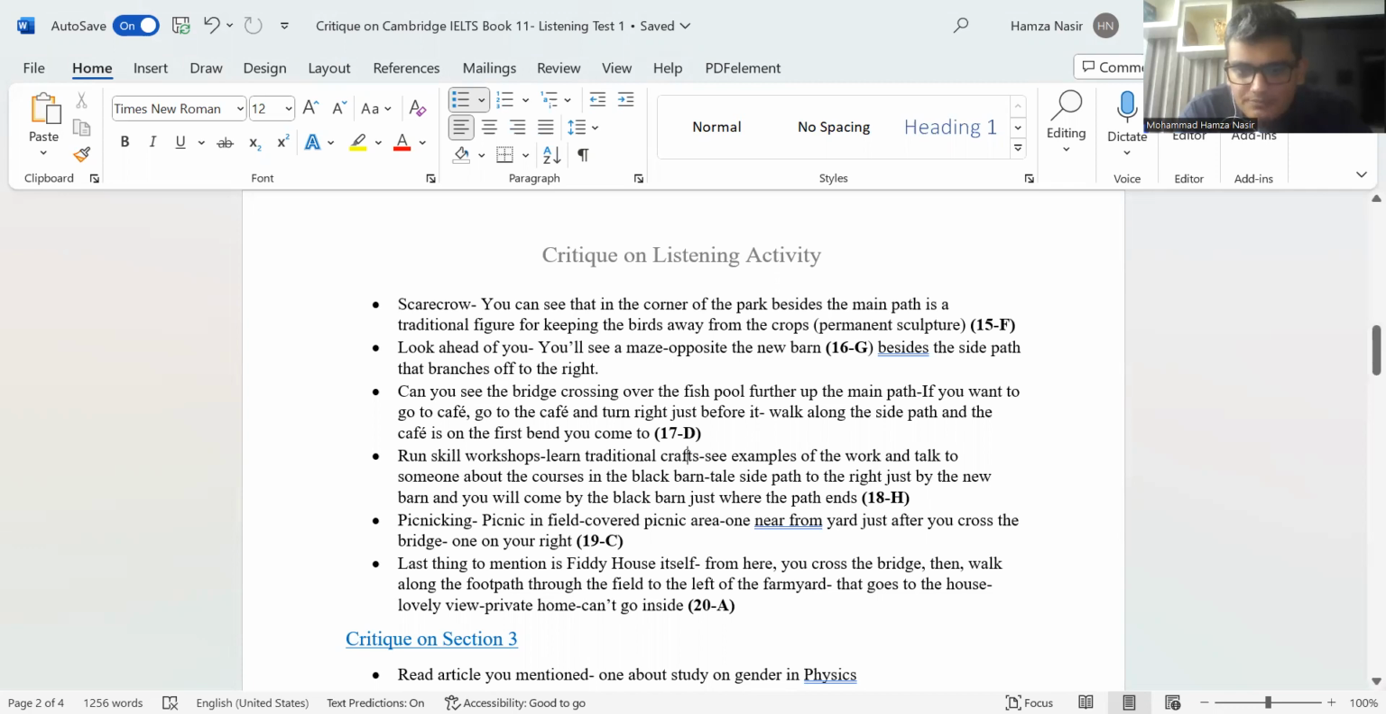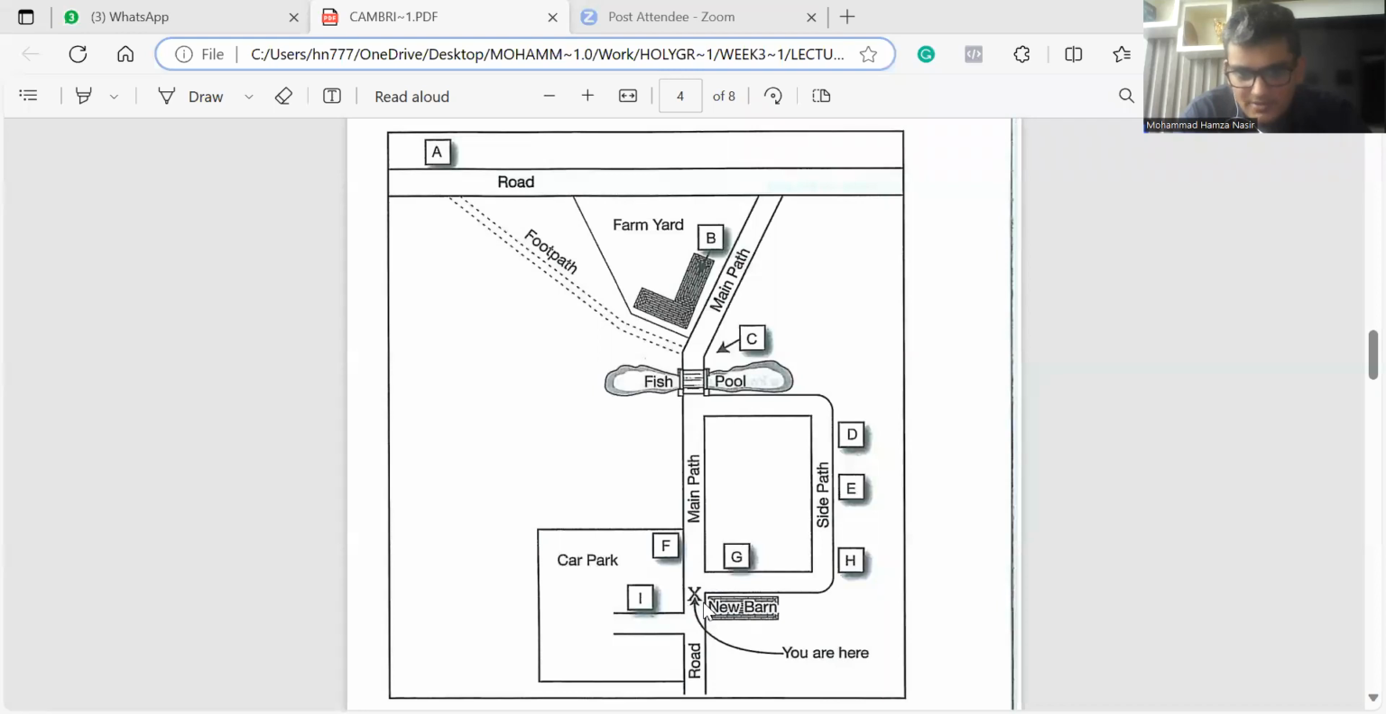Okay. So if you go back, it says to take the side path to the right. This is the new barn right next to where we are standing. So take the side path to the right, and just where it ends. So that's going to be H. That is our answer to question number 18.